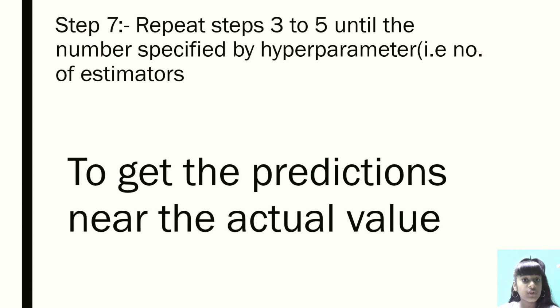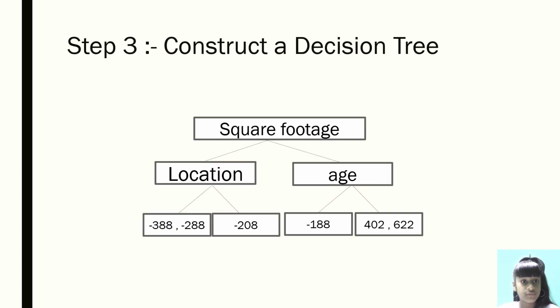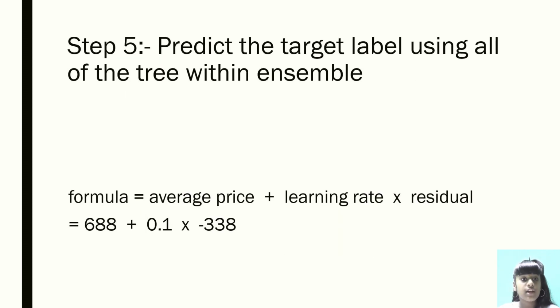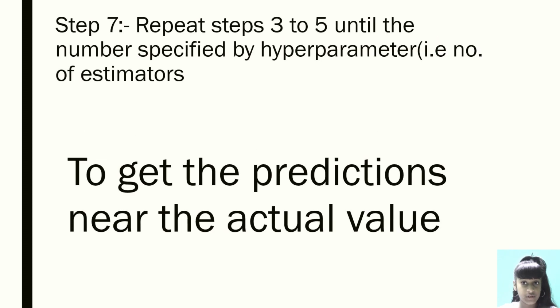Step 7 is to repeat steps 3 to 5 until the number specified by the hyperparameter, that's also the number of estimators. So from step 3, constructing a decision tree, then taking the mean if there are more residuals than leaves, constructing a new decision tree and then predicting the target label. We're going to repeat them until we reach the number specified by the hyperparameter, to get predictions near the actual value.